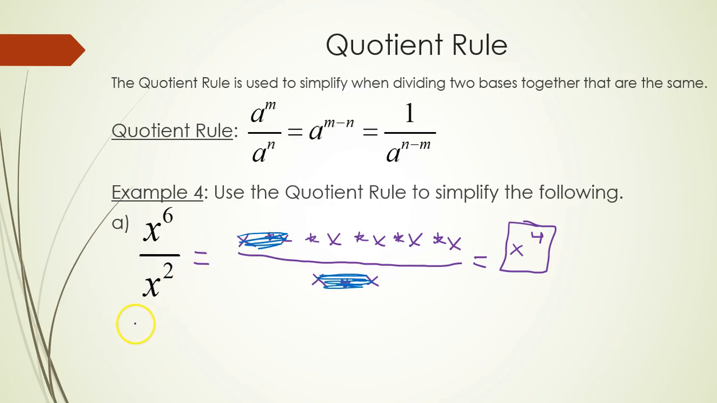So here's how the quotient rule actually works. If you have x to the sixth over x squared, this is x to the 6 minus 2, or x to the fourth. Notice you started your subtraction from the 6, the bigger number.